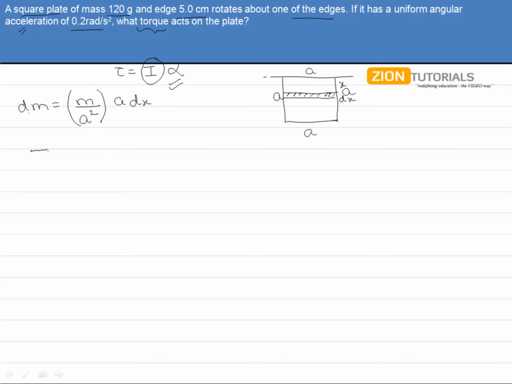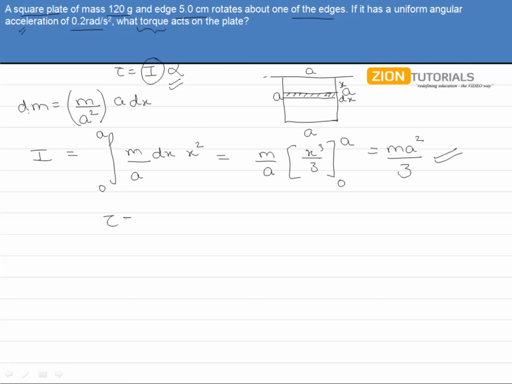Now we know that the moment of inertia is mr square, where m is the mass of this element, which is m by a into dx, into r square, that is x square, and it is to be integrated from 0 to a, right? Because this element can be from this to this distance. Now this gives out m by a, x cube by 3 from 0 to a, giving us ma square by 3.